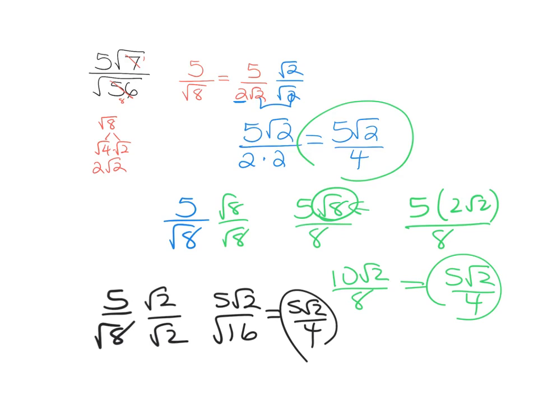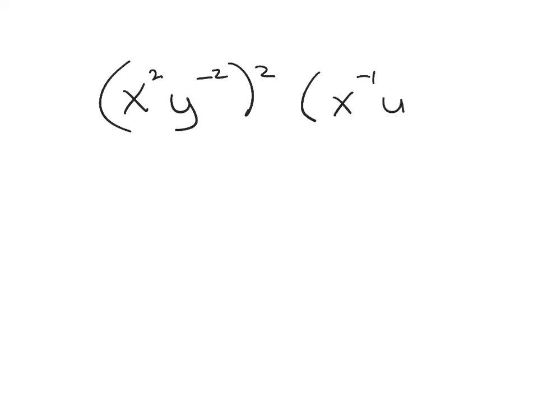All right, next one, more exponents. So x squared, y to the negative 2 raised to the second power, x to the negative 1, y to the third raised to the negative 2 power. First thing I'm going to do is take care of the power to the power. Remember, when you have an exponent raised to an exponent, we multiply them.